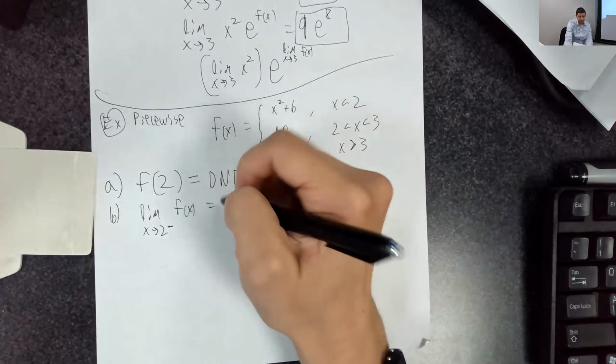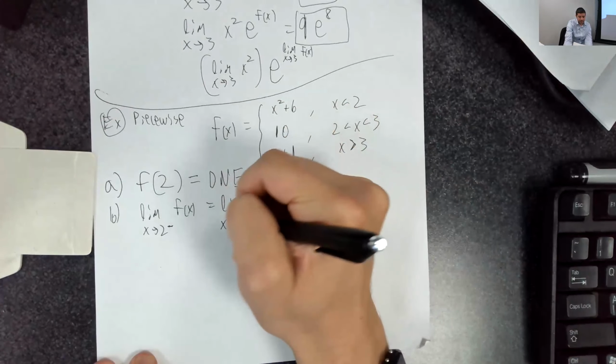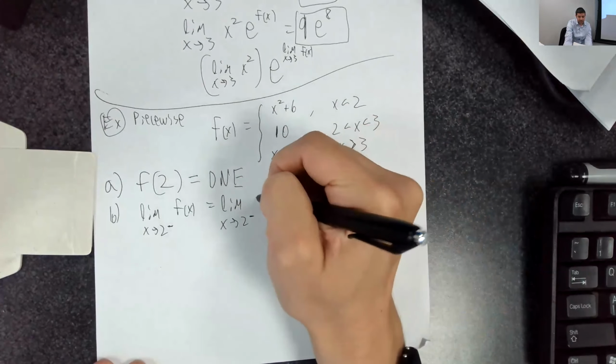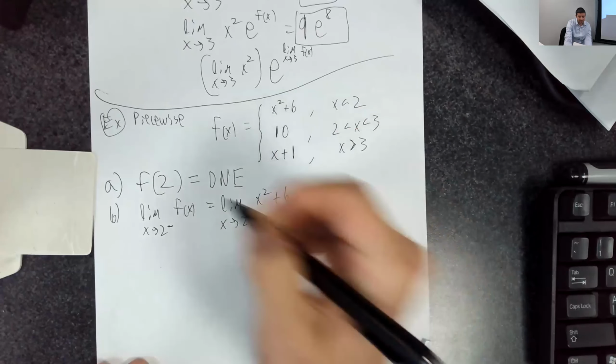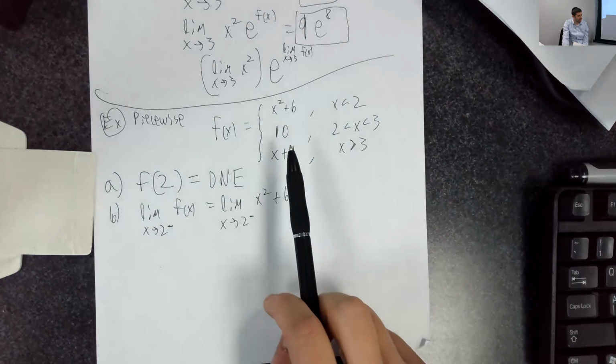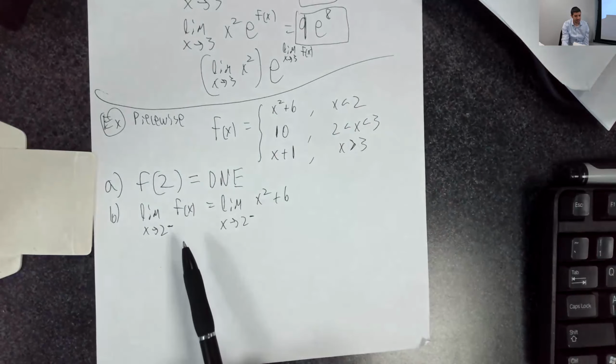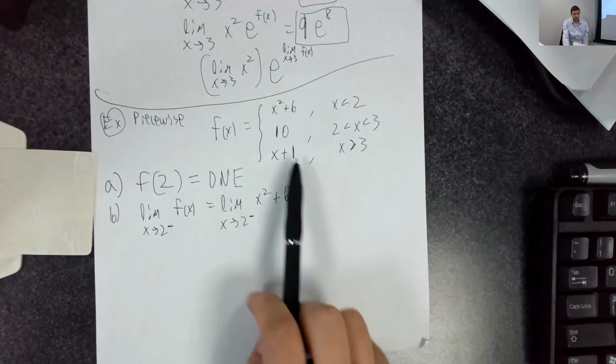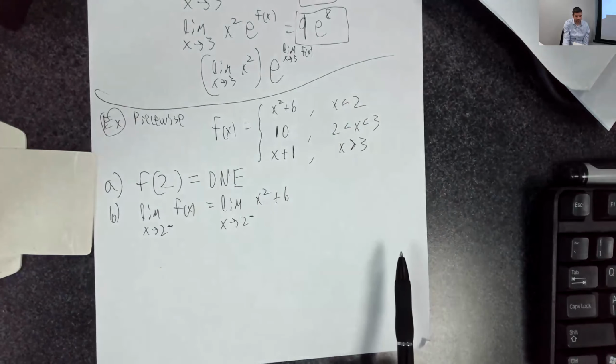So the limit as x goes to 2 from the left equals the limit of x squared plus 6. Now don't plug in 1.9. I see students plugging in 1.9, 1.99. It's incorrect. This is just to figure out which piece we're looking at, right? Because limits are a pattern. To get the pattern, we need to know which piece we're standing on.